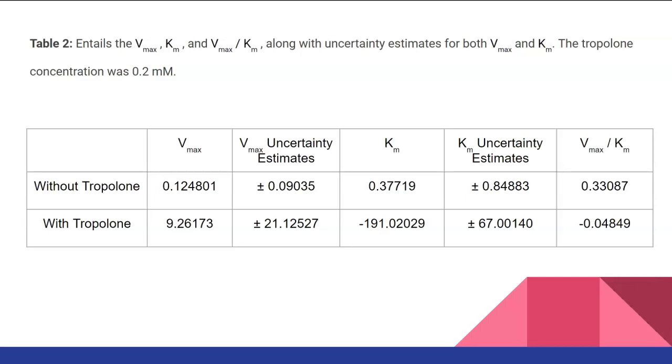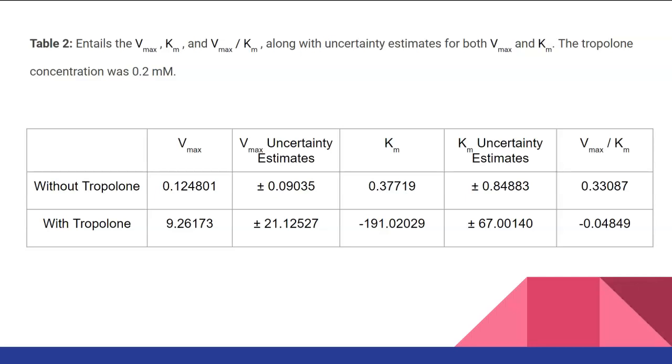Now, as you can see, with the tropolone, we got a negative Km value, which should not happen. Typically with Km values, the smaller it is, the higher the affinity the enzyme has for the substrate. And we expected that there would be a higher Km with tropolone because the tyrosinase wouldn't be able to bind to catechol as well. But it is a negative value, which should not be that.